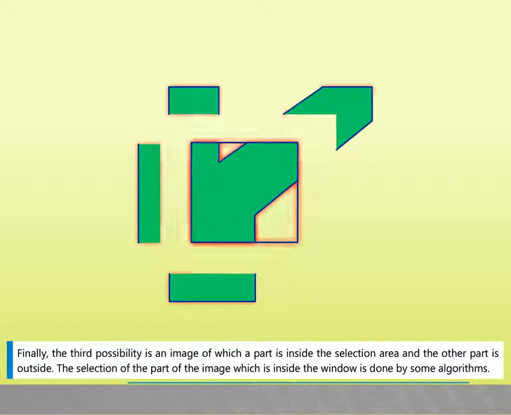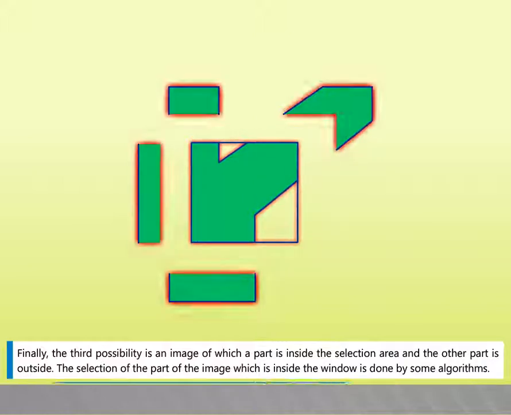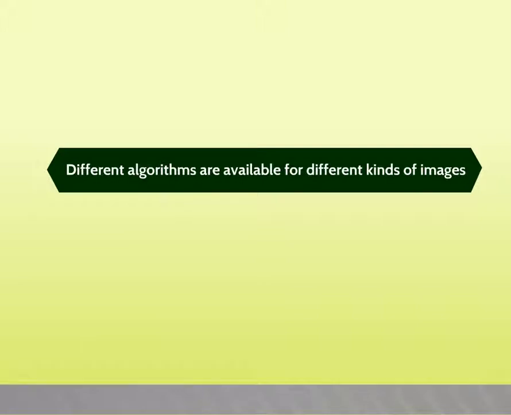Finally, the third possibility is an image of which a part is inside the selection area and the other part is outside. The selection of the part of the image which is inside the window is done by some algorithm. Different algorithms are available for different kinds of objects.